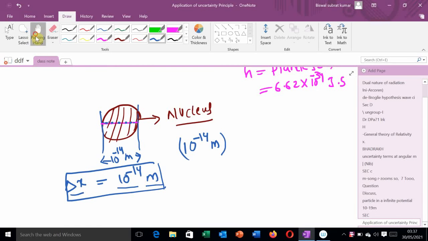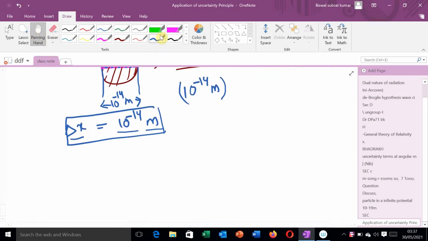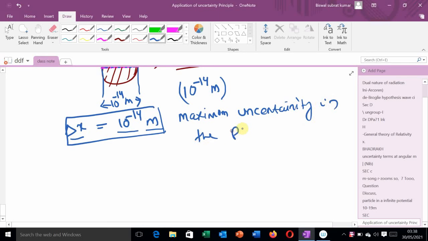Okay, now we can calculate similarly. This is the maximum uncertainty in the position of the electron inside the nucleus.